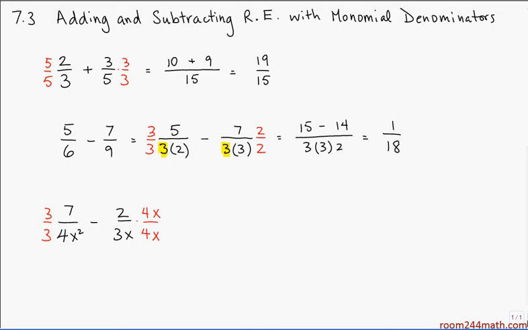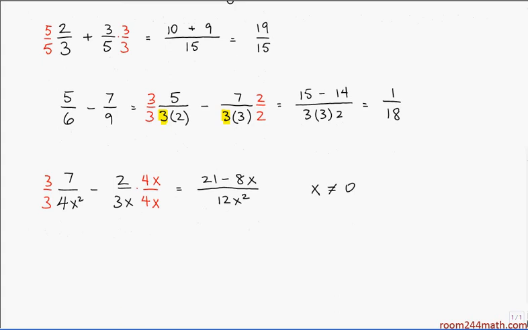And now we've created a common denominator of 3 times 4 times x squared, in other words 12x squared. And so once again, once we've got the common denominator, no point in writing two separate fractions. We can just write this as 12x squared. And then we have 3 times 7, which is 21, minus 2 times 4x, which is 8x. We look for opportunities to simplify. There are none here. And so we're done, but remember, as always, with rational expressions, you should write restrictions. In this case, the restrictions are just x is not allowed to equal 0.